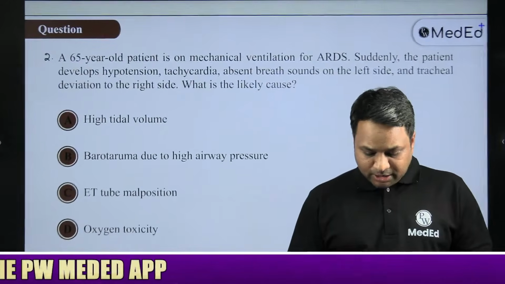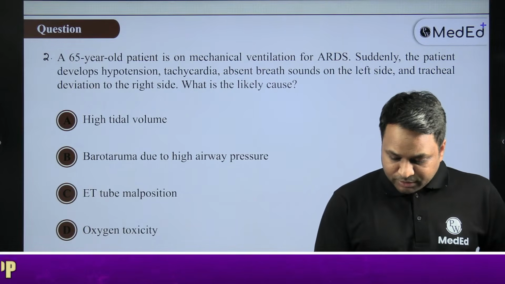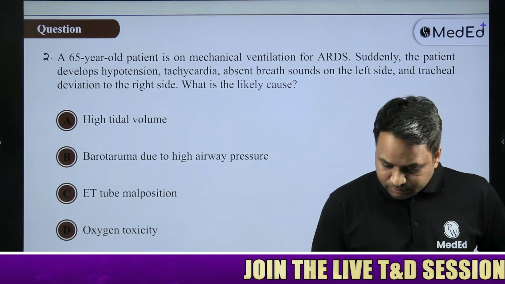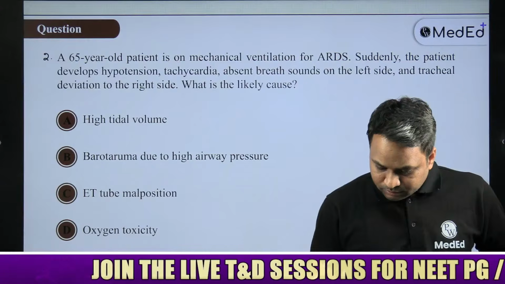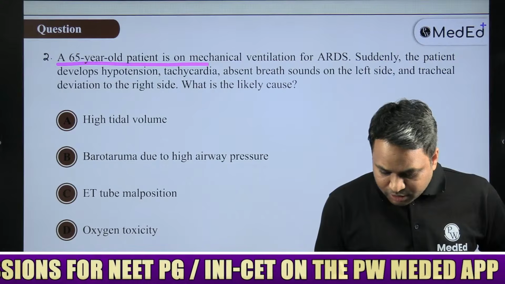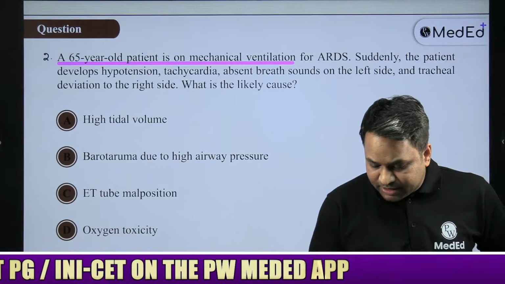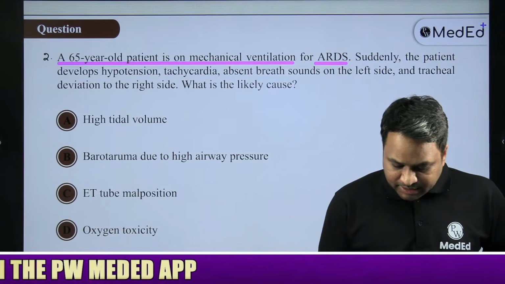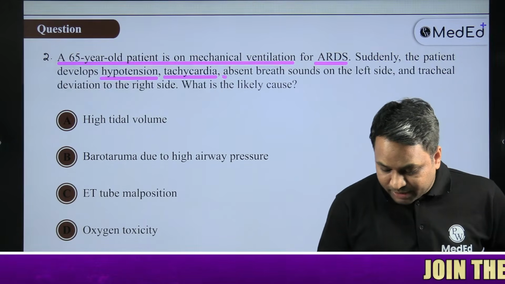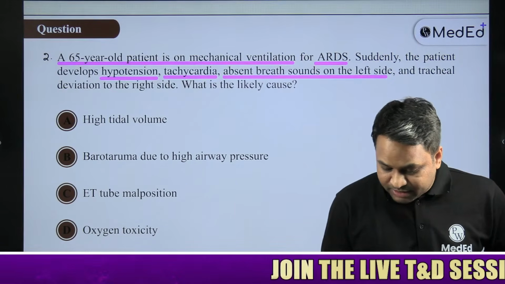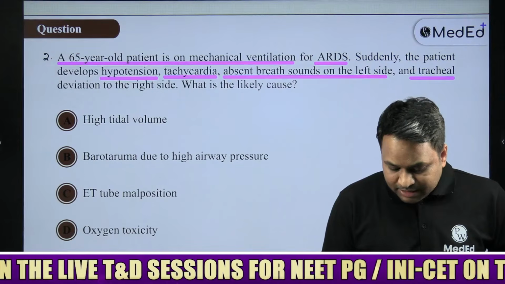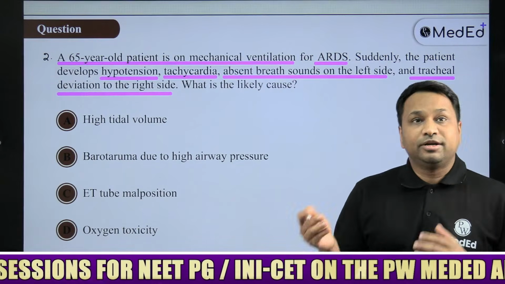Now question number 2 that you have: I have a 65-year-old patient on a mechanical ventilator. The patient is suffering from ARDS, right? Suddenly develops hypotension. There is tachycardia and absence of breath sounds on the left side. The trachea is deviated to the right side. Breath sounds absent on one side and trachea deviated to the opposite side.